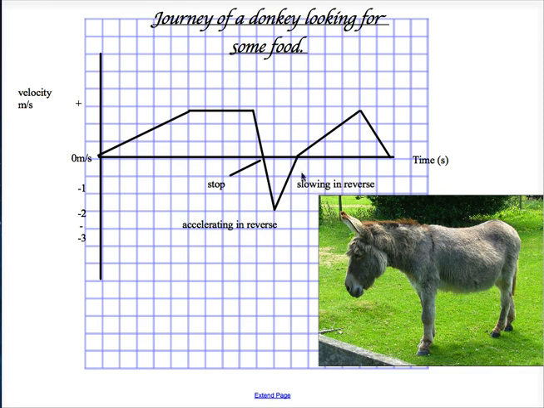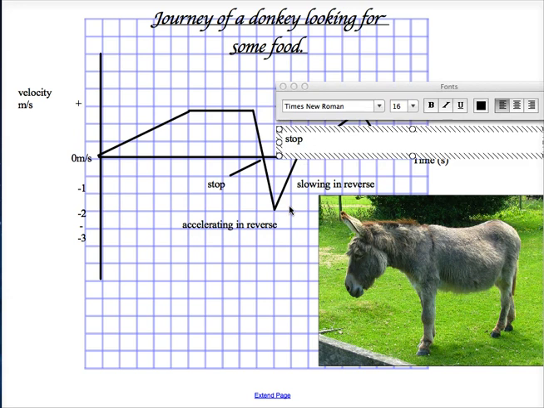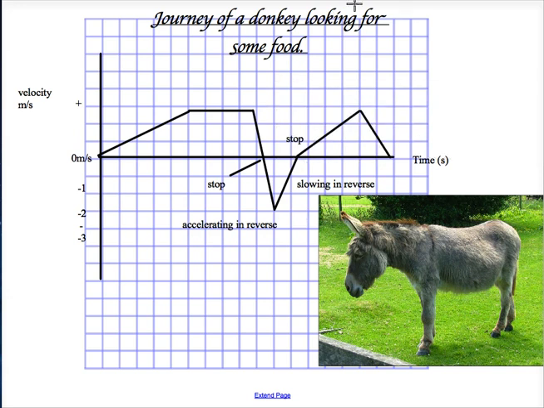Stop, remember, you've got to align. You must stop there. The donkey has stopped. Okay, so you stop at that point there where it hits 0. So there again, a stationary donkey, and then it accelerates and decelerates again until it finds its carrot. So when this happens on a velocity time graph, you've got negatives, it's going in reverse.